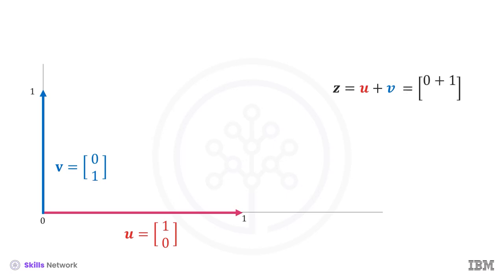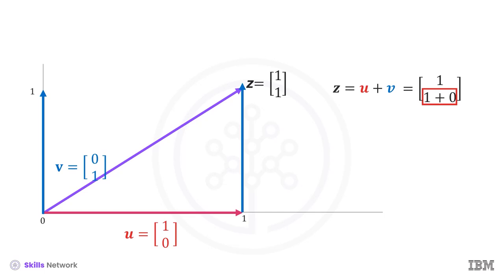We add the first component. This corresponds to the horizontal direction. We also add the second component. It's helpful to use the tip-to-tail method when adding vectors, placing the tail of vector v on the tip of vector u. The new vector z is constructed by connecting the base of the first vector u with the tip of the second v.